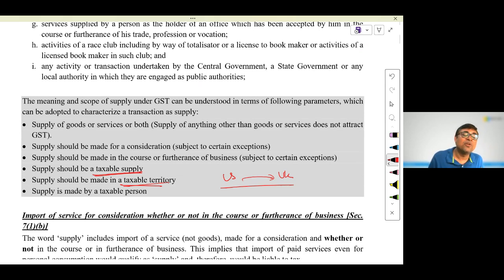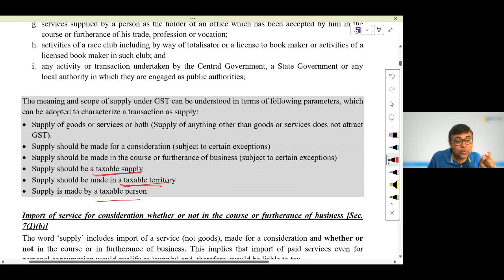Last one, the supply should be made by a taxable person. If you are not a taxable person, whatever supply is made by you is not liable to GST. What do you mean by taxable person? The person who is registered under this Act and who is liable to be registered under this Act, even though he is not registered, is treated as a taxable person.